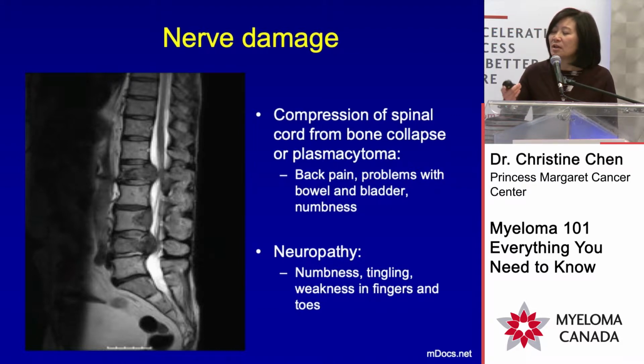You can see here, this is an MRI again with the vertebrae in the gray, and then the white part is your spinal cord, and you can see parts where the tumors are coming out of the vertebrae and indenting the spinal cord. So that can lead to back pain, numbness, tingling in your feet, bowel and bladder problems. So we're always on the lookout for that.